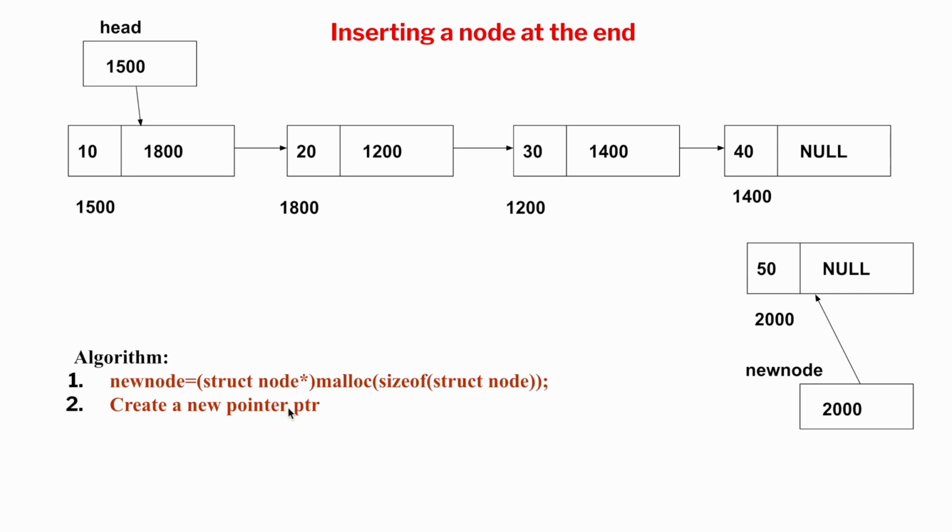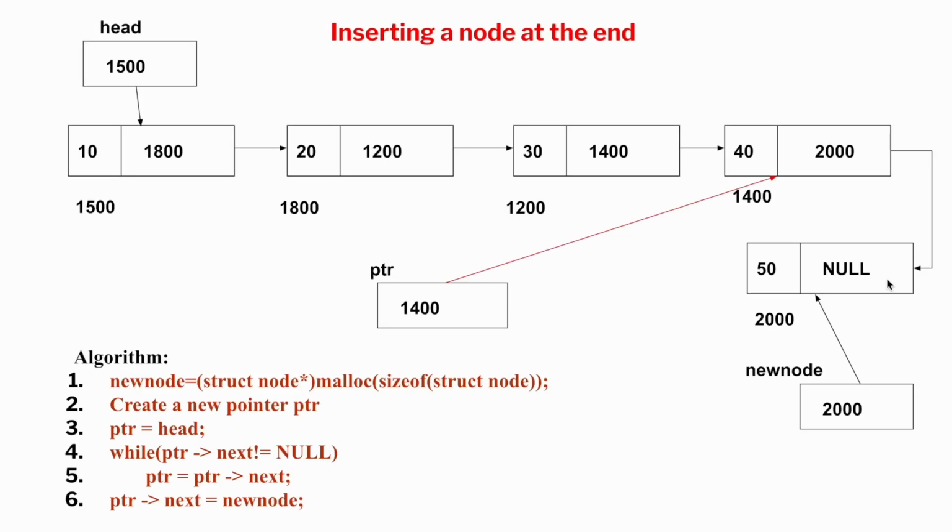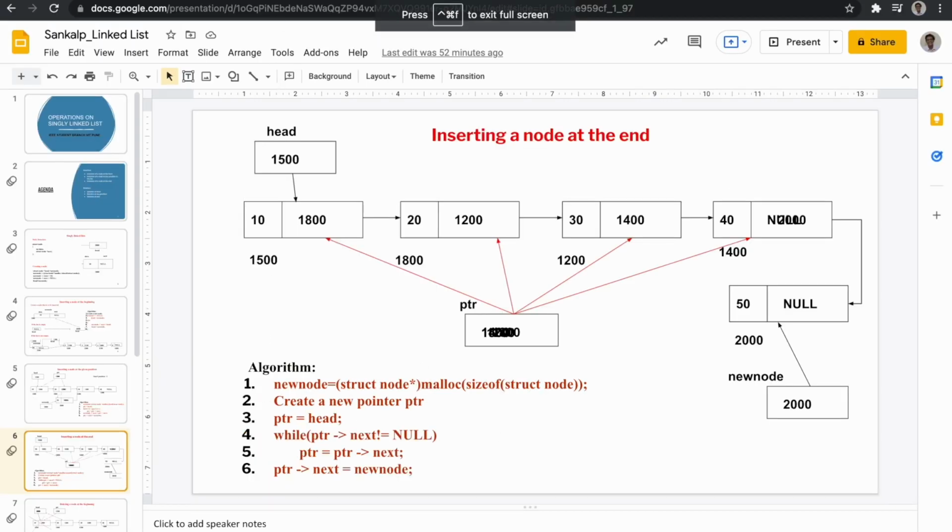Instead, we create a new pointer, let us say ptr, and then traverse the list until we find a node whose next part is null. That is, until we find the last node. So this is how you have to traverse till the last node. And then the last thing to be done is to change the next part of this current node to the new node, which will now become the last node of the linked list. So this is the algorithm, and let's code what we have understood in the compiler.